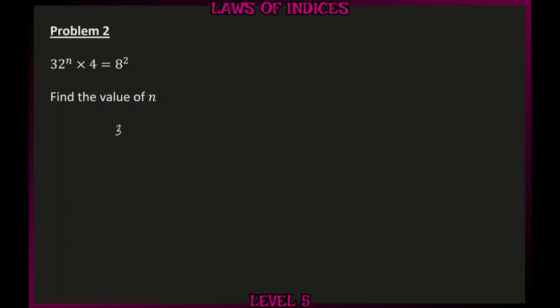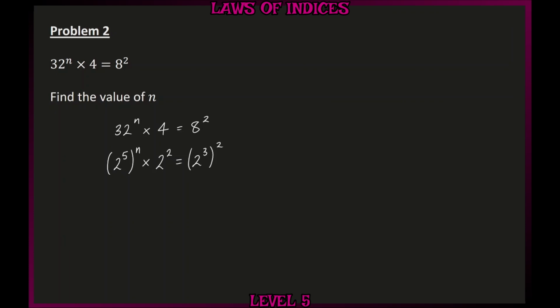So 32 to the power of n multiplied by 4 is equal to 8 squared, can be rewritten as 2 to the power of 5, because 2 times 2 times 2 times 2 times 2 is 32, and that still has a power of n on it, multiplied by 4, which can be written as 2 squared, is equal to 8, which can be written as 2 to the power of 3, because 2 times 2 times 2 is 8, and that still has a power of 2 on it.